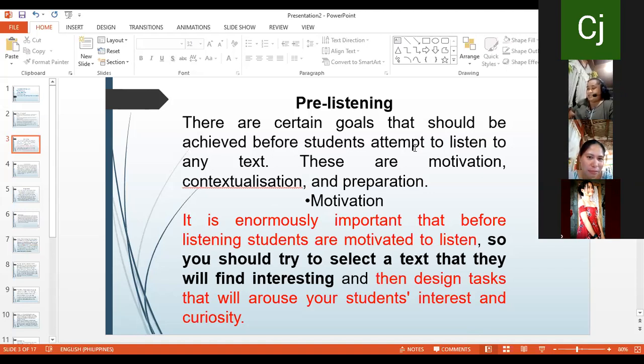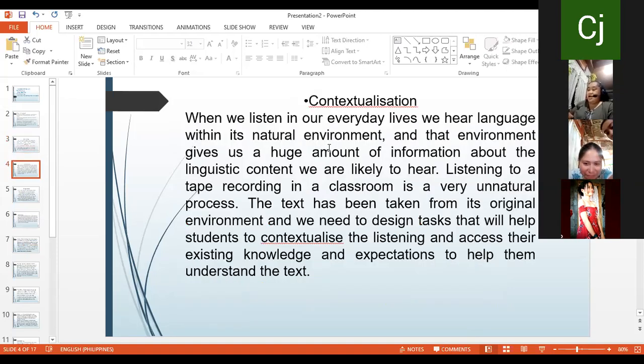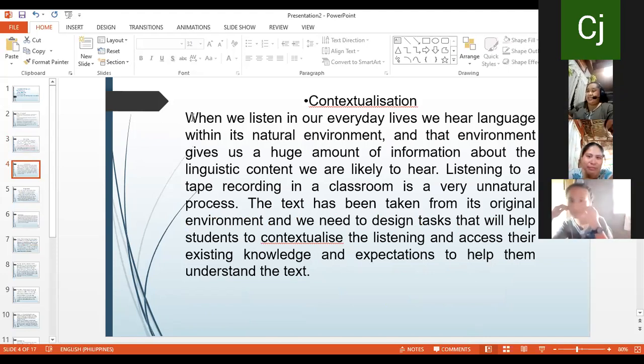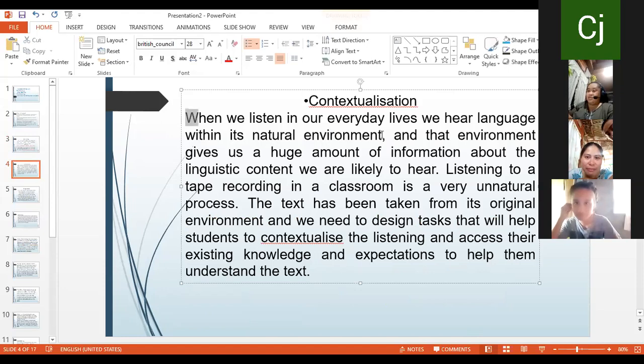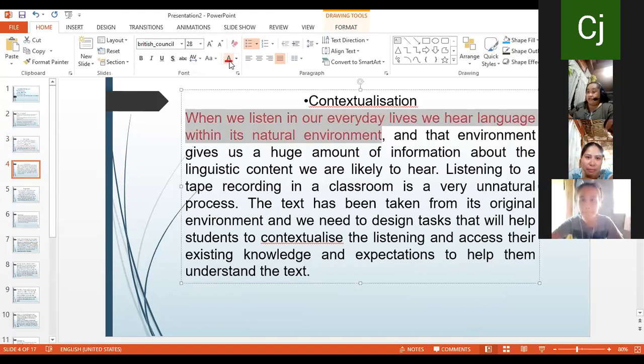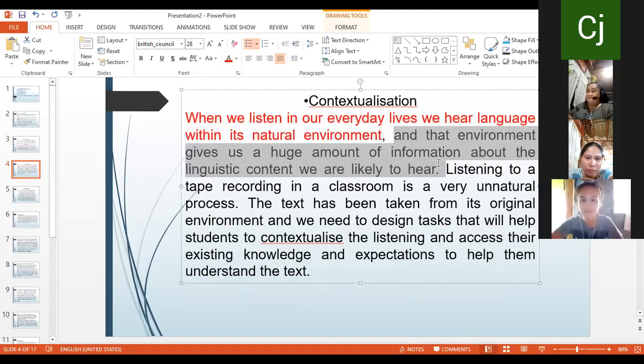So, as much as possible, it should raise your students' curiosity. So, next is contextualization. Make sure when we listen to our everyday lives, we hear the language within the natural environment. And the environment gives us amount of what? Information.